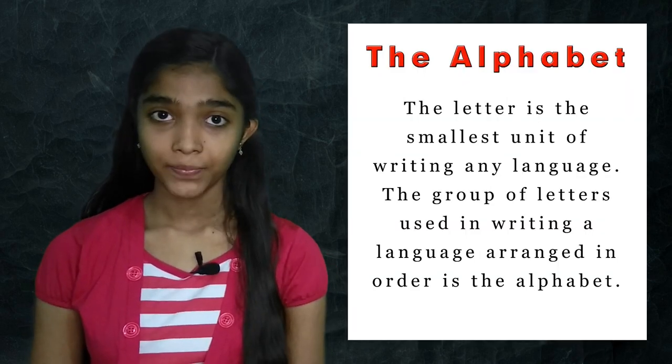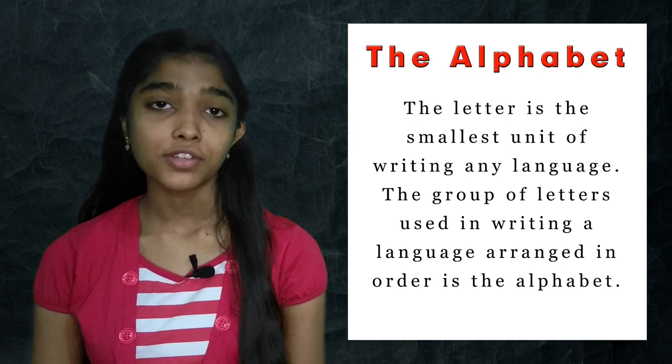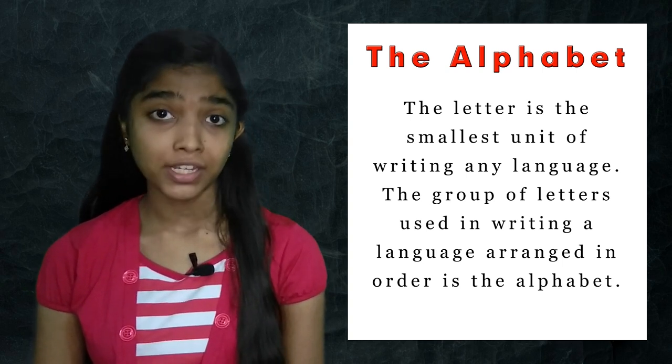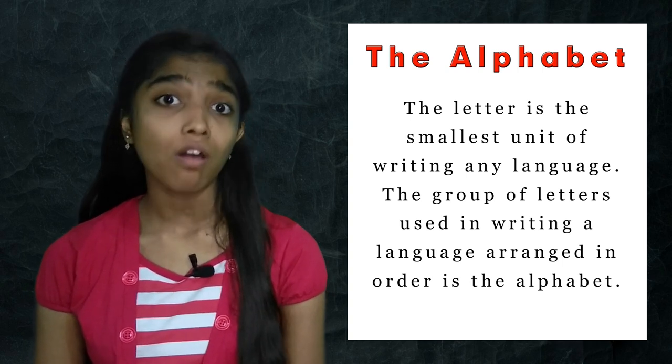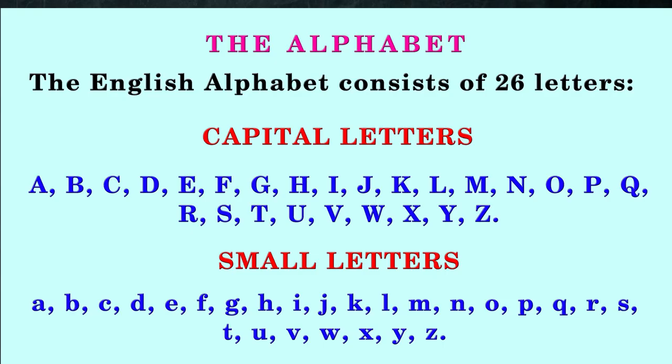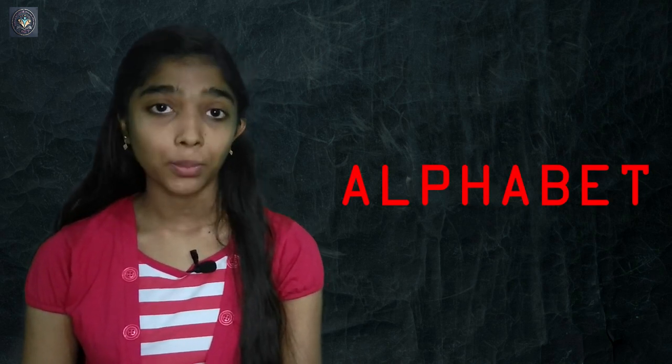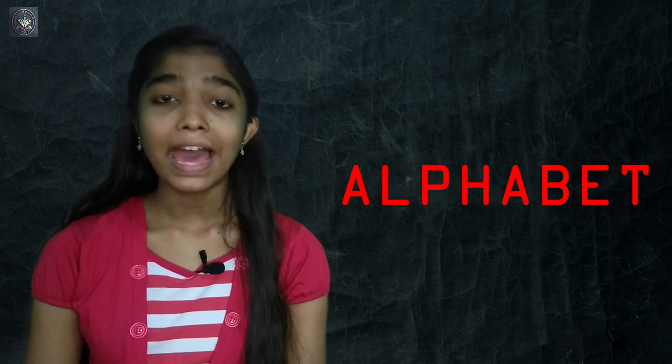Before going to the ways of forming the plurals, let's have a look at the alphabet. The letter is the smallest unit of writing any language. The group of letters used in writing a language arranged in order is the alphabet. The letters of the English alphabet in large form are called capital letters or capitals, and the letters written in small form are called small letters or smalls. The word alphabet is formed of the first two letters of the Greek language, that is alpha and beta.